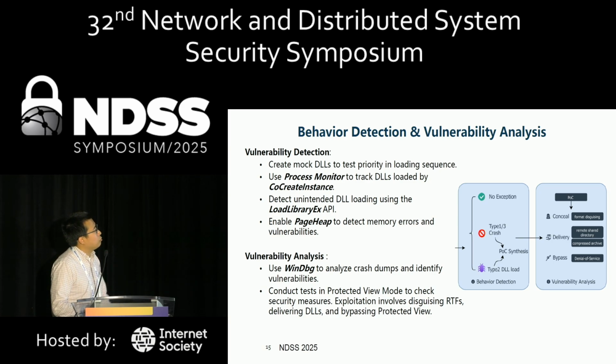These are some of the tools they use. On Windows, you can use Process Monitor to monitor what kind of API has been called, and what parameters have been passed. And then they can use the Windows debug tool to analyze crash dumps and identify whether there is some vulnerability pattern there.